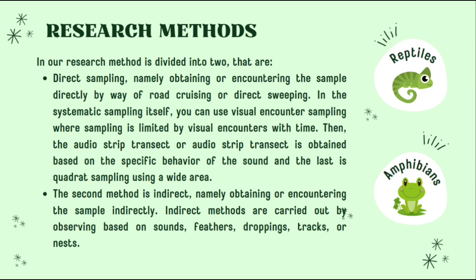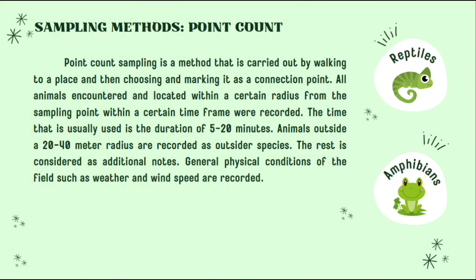The second method is indirect, namely obtaining or encountering the sample indirectly. Indirect methods are carried out by observing tracks, feeders, droppings, sounds, or nests. Point count sampling is a method carried out by walking to a place and then choosing and marking it as a connection point. All animals encountered within a certain radius from the sampling point within a certain time frame are recorded. The time usually used is a duration of 5 to 20 minutes. Animals outside a 20 to 40 meter radius are recorded as outsider species. The rest is considered as additional loss.